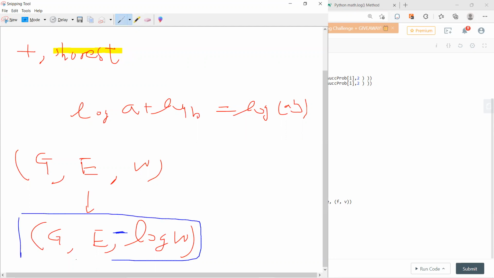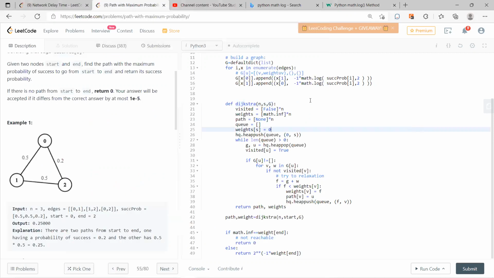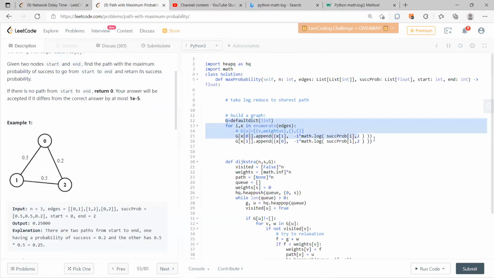Okay. So you just run a Dijkstra on a graph which is the log weight. Okay, then this will be the maximum, and then in the end you just do the exponential, right? Let's say you choose base 2 and just take 2 to the power of the negative weight, then it becomes the original answer. Okay, so first just create a graph.